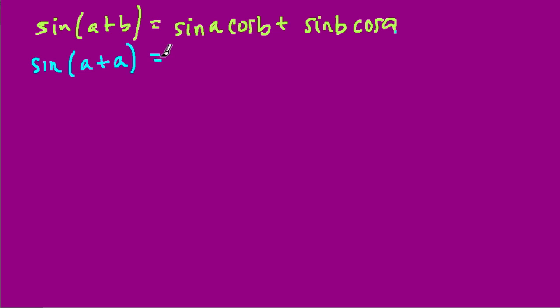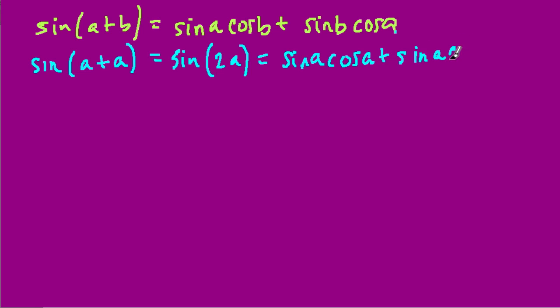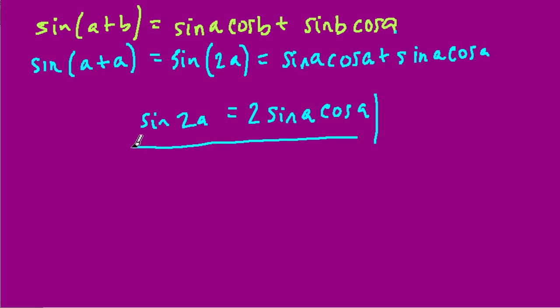Well, that's going to be the sine of 2A. What does that equal? Well, that equals the sine of A cosine of A, plus the sine of A cosine of A, which is just equal to 2 times the sine of A cosine of A, and that equals the sine of 2A. So there's an identity for us. We're going to keep expanding on these identities.